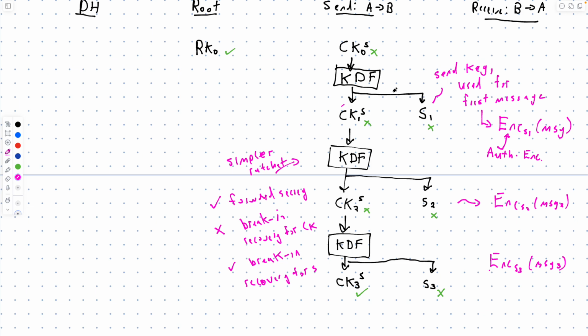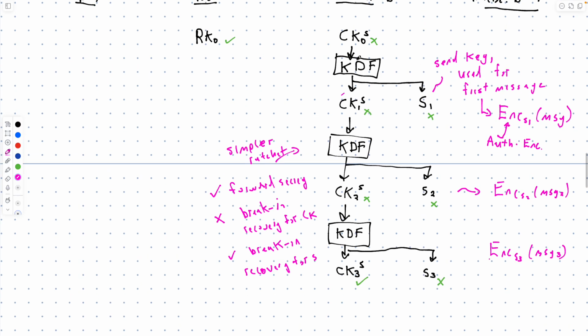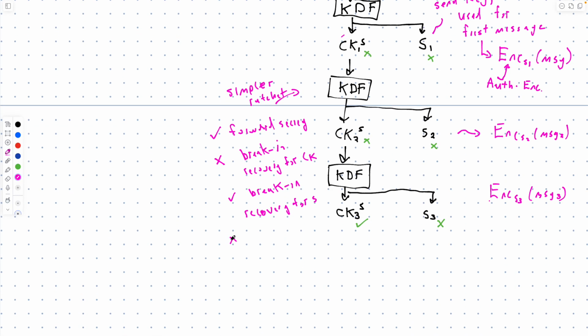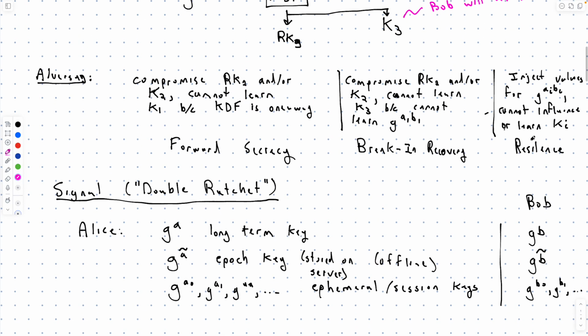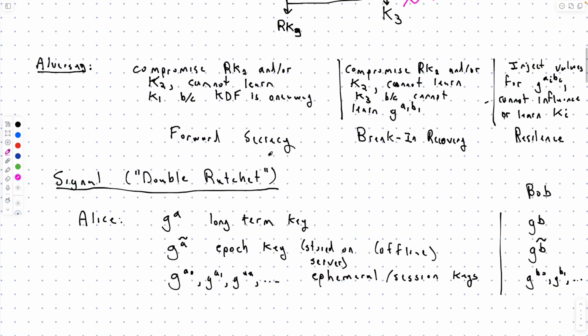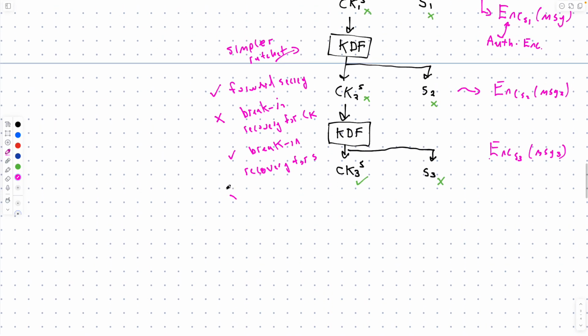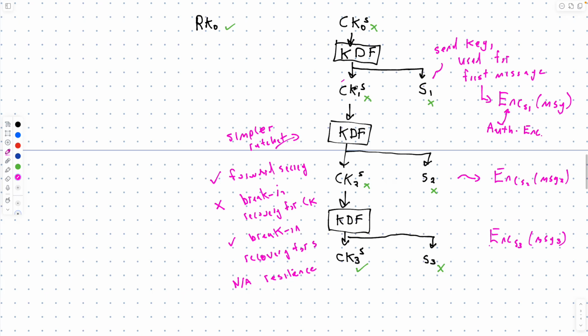So I send a chunk of messages, get a chunk back, I send you a chunk, and within each chunk, there isn't break-in recovery if you recover the chain key, but across chunks there will be, okay? So we'll get there in a second. But that's why this ratchet is simpler. And then there's really no notion of resilience because we don't have any side values going into it. So I'll write NA, for not applicable, for resilience. Okay, so this is the simpler ratchet itself.